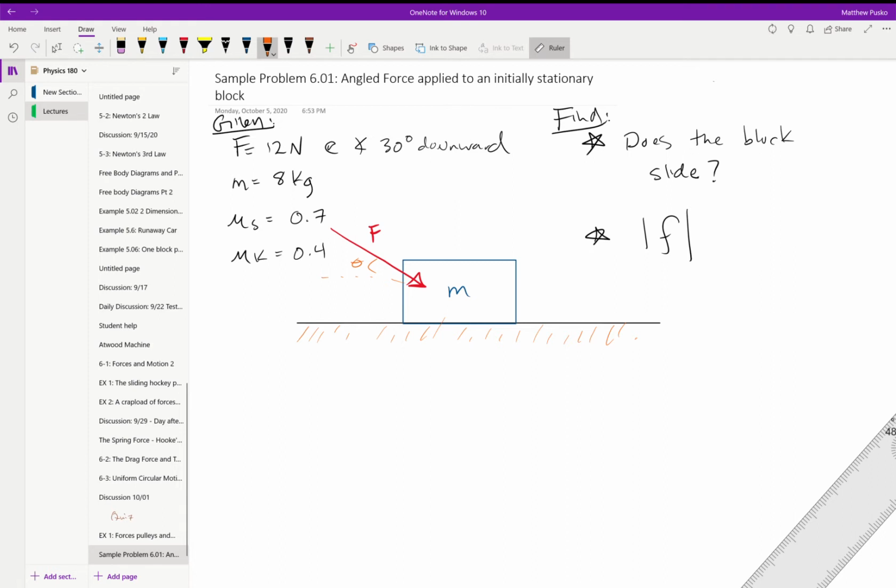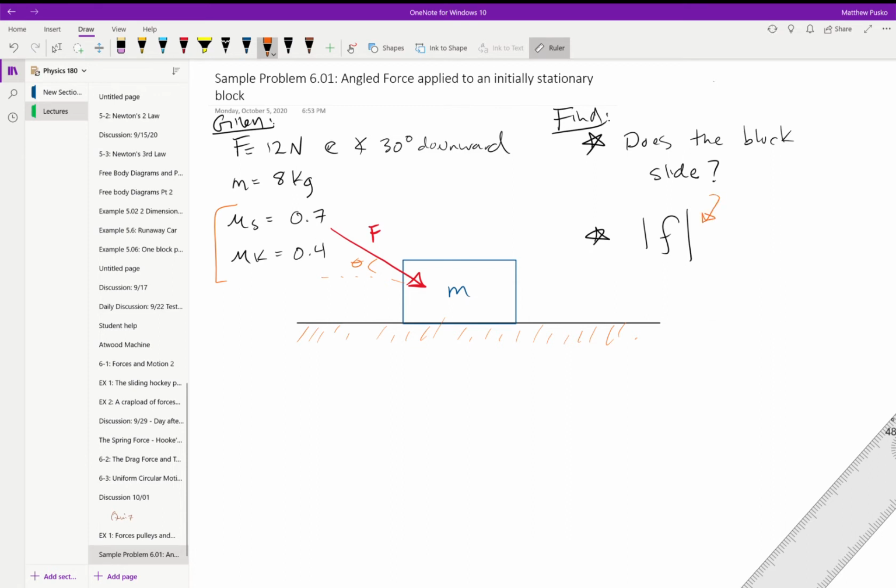Oh, sorry. And they give us the magnitude of the force. And they want to know, given this information about the friction and the mass, does it slide when we apply this force? And then, what is the magnitude of the frictional force?